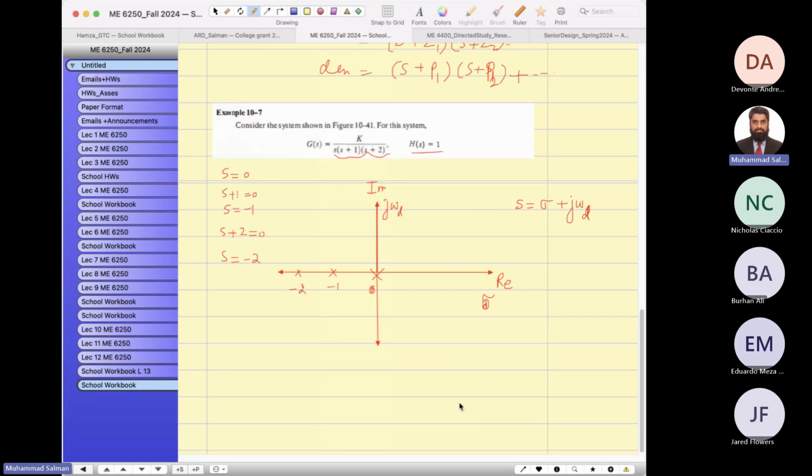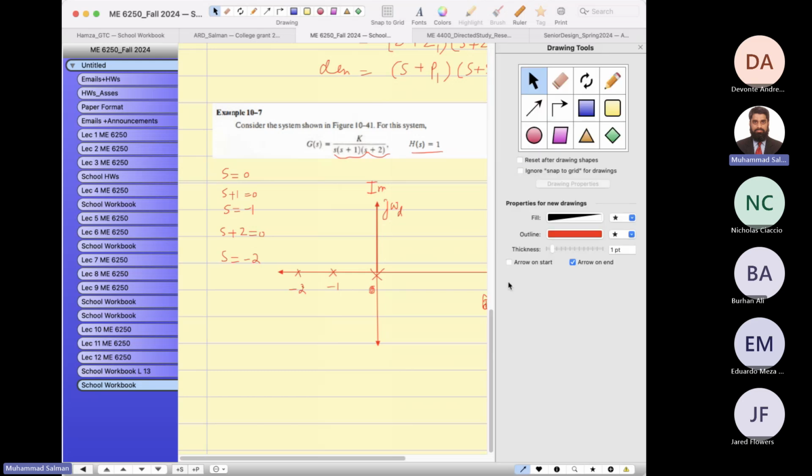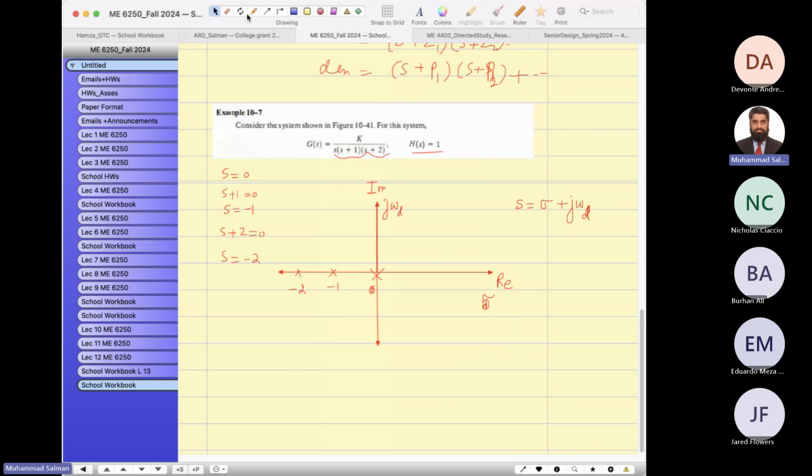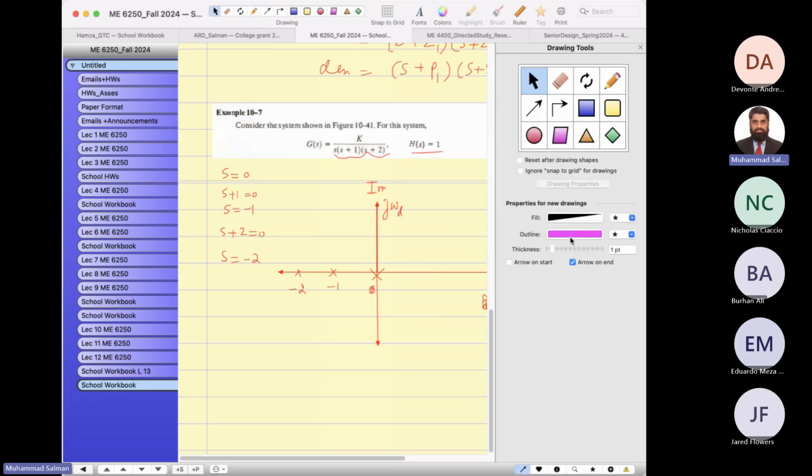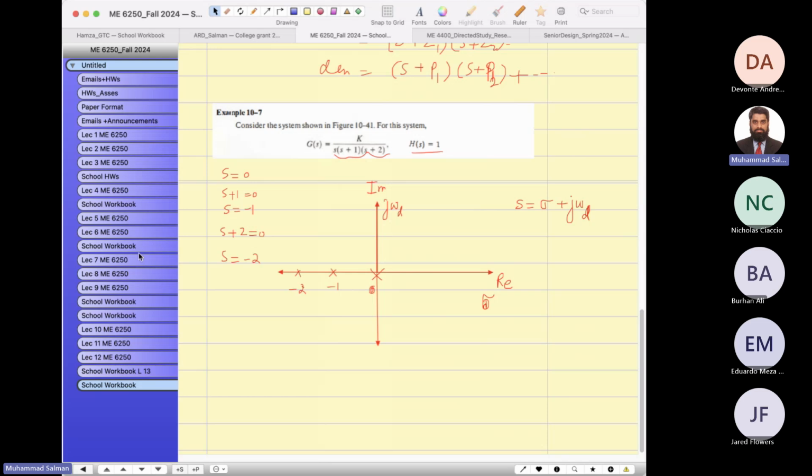Now, if I take a test pole, let me show you. If I take a test pole here and locate it over here. Suppose this is my, let me change the color here. Okay, let's take the other color here. So we want to see whether this side of the pole is on the root locus.